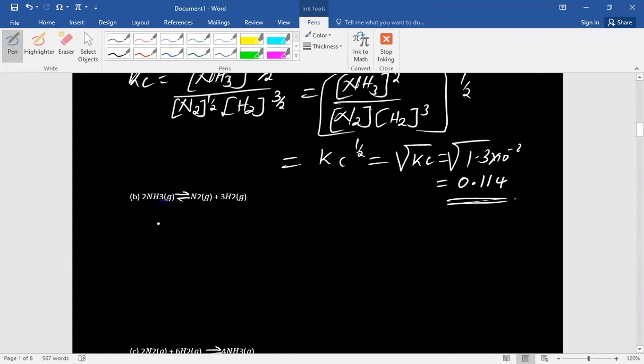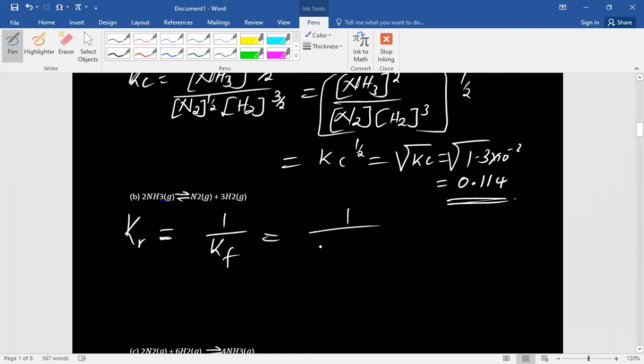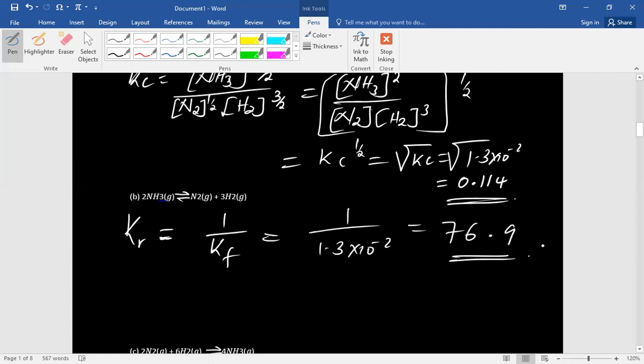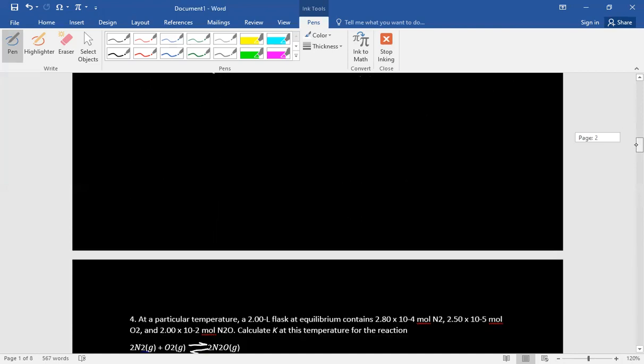So for a reverse reaction, the constant is Kr. So R is representing reversible reaction for the reverse. So Kr is equal to 1 over the equilibrium constant of the forward reaction, which is 1 over, in this case, 1.3 times 10 power negative 2. And that's going to give us what? So we have 1.3 exponent negative 2, and then 1 divided by ans. So that gives us 76.9. So that will be the equilibrium constant of that reaction.